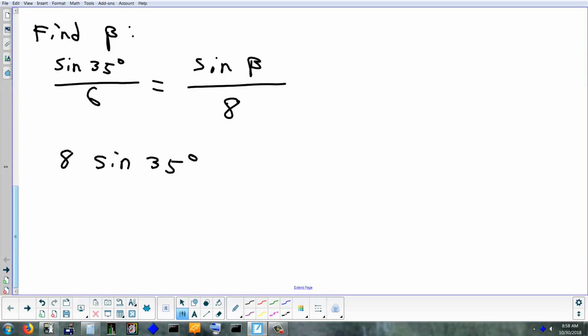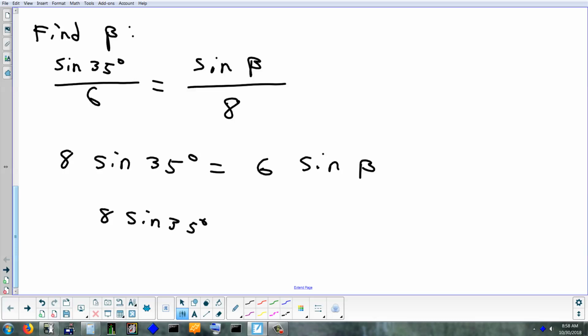I get 8 sine 35 equals 6 sine beta. Now there's two things I have to get rid of on the right to get beta by itself. How about, Derek, what's one thing I gotta get rid of? 6. 6, yep, and how am I gonna get rid of that? You divide by 6. Okay, I'm gonna divide by 6. And then there's one other thing I have to get rid of. Sine. Sine, and how am I gonna get rid of that? Inverse sine. Inverse sine. So I'm gonna do both at the same time.